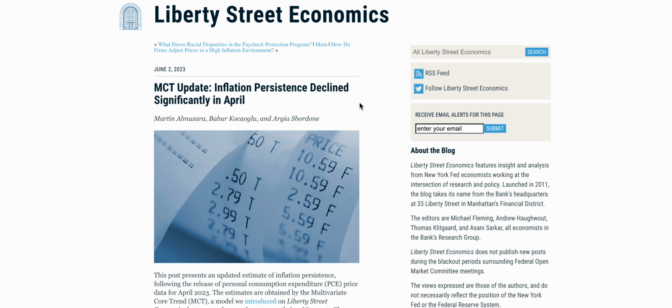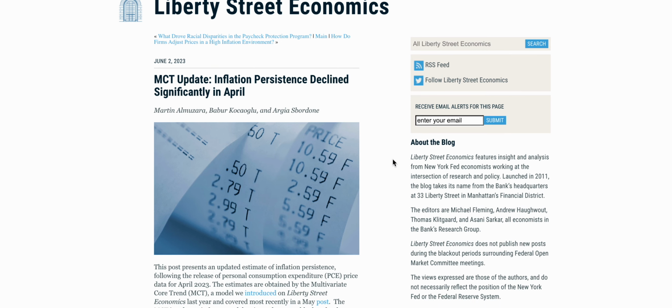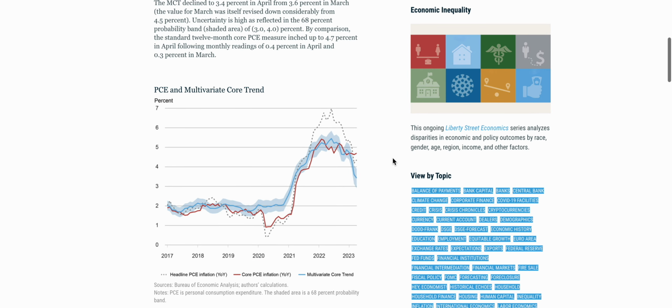So this is an MCT update: inflation persistence declined significantly in April. So that's the past April of 2023. And they have a study here, which you can actually Google by typing in Federal Reserve Bank New York MCT update inflation, some keywords like that, and it should bring up this article. And here, what I'm going to do is go right into the chart.